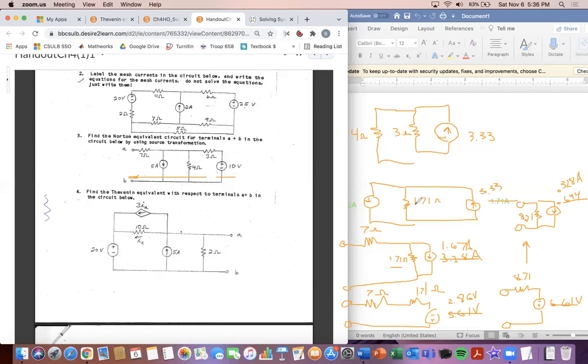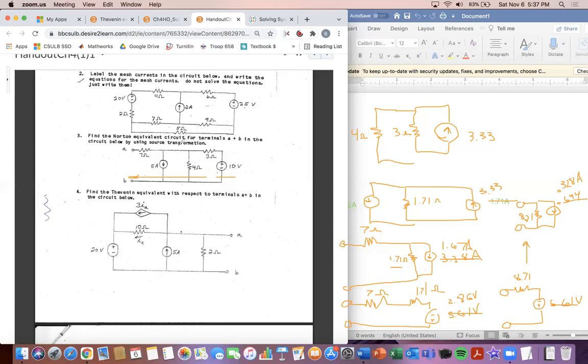And then after we found that, we could combine these current sources since they're in parallel. We added those together. And then this 1.71 ohm resistor, we need to make it in series with the 7 ohm to combine it. So we did another source transformation to make this a voltage source in series with the resistor. And then we combined those two.